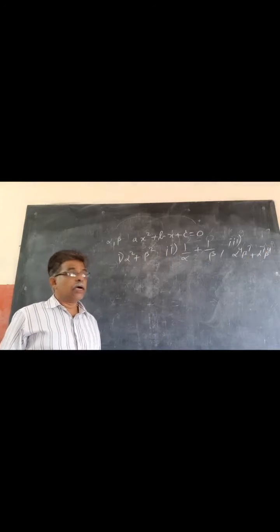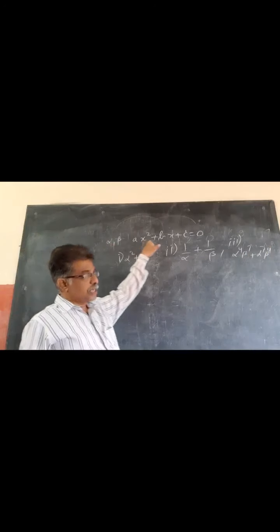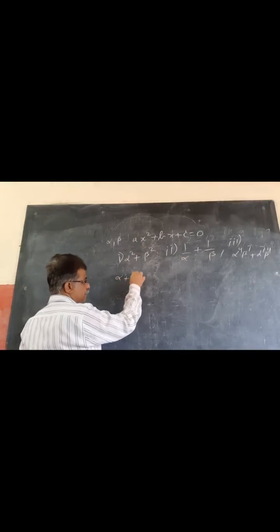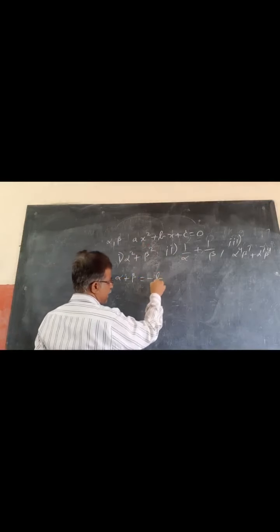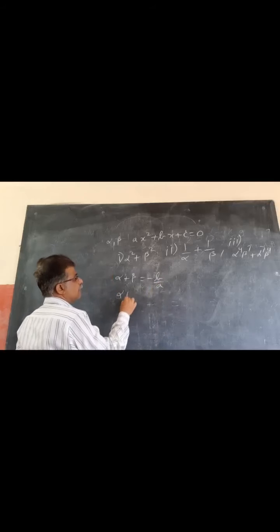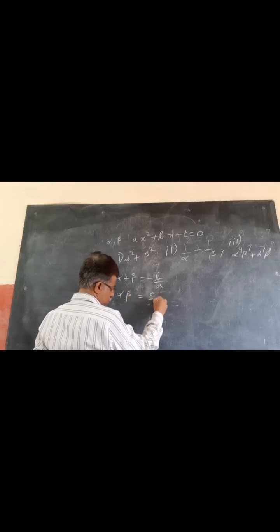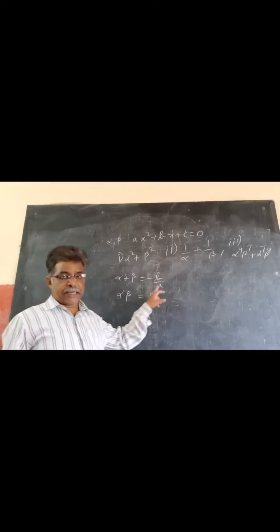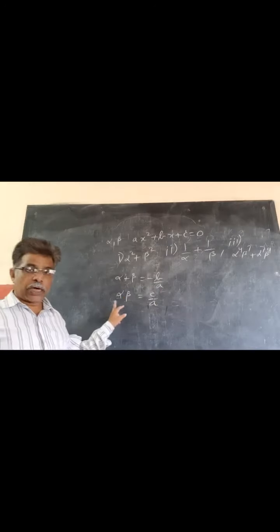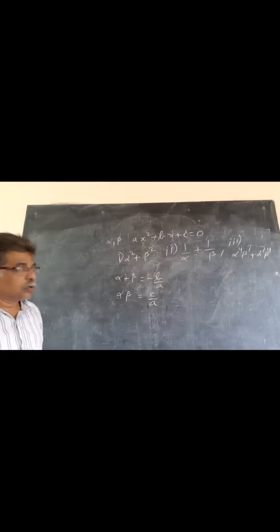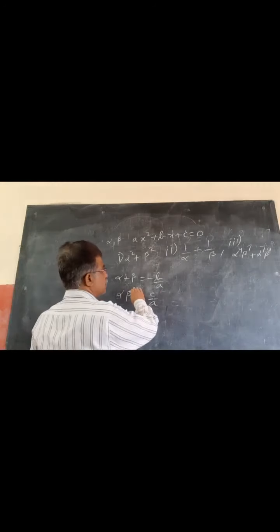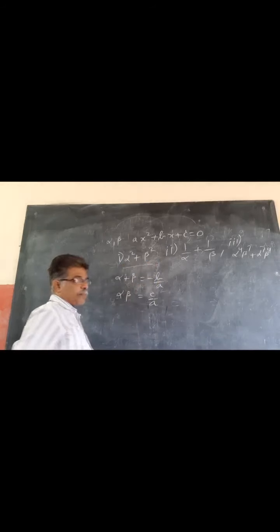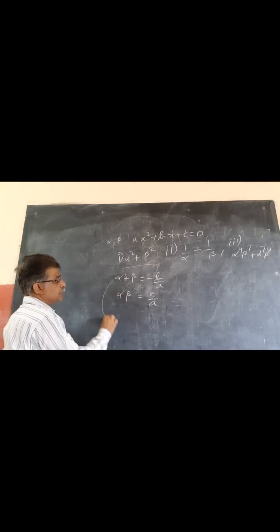So how to find them? If alpha beta are the roots of the equation, yesterday only we learned that the sum of the roots alpha plus beta equal to minus b by a, and the product of the roots alpha into beta equal to c by a. So the sum of the roots we have, the product of the roots we have. We need alpha square plus beta square, which is nothing but the square of this.